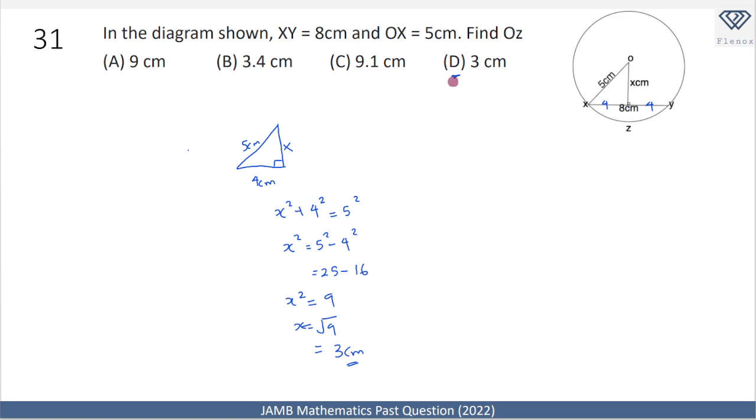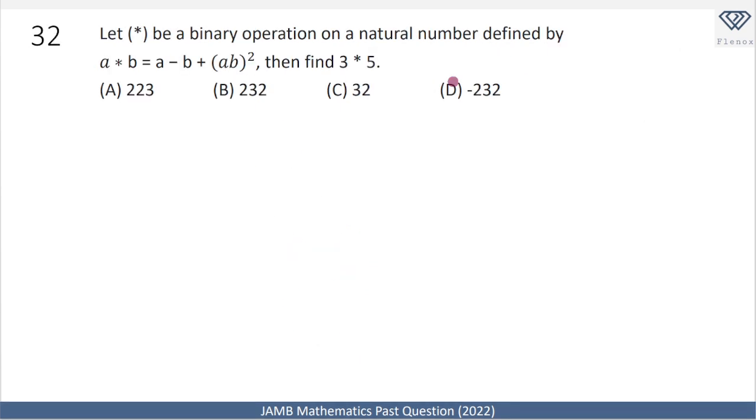So let's move on to the next question. We're told: let star be a binary operation on a natural number defined by this, find 3 star 5. Now binary operation is a very interesting topic, and I will encourage you to go through our catalog to find tutorial videos on binary operation to understand what it really means.